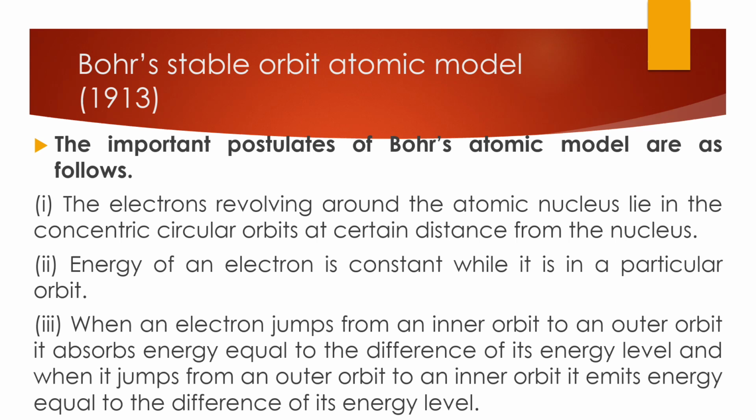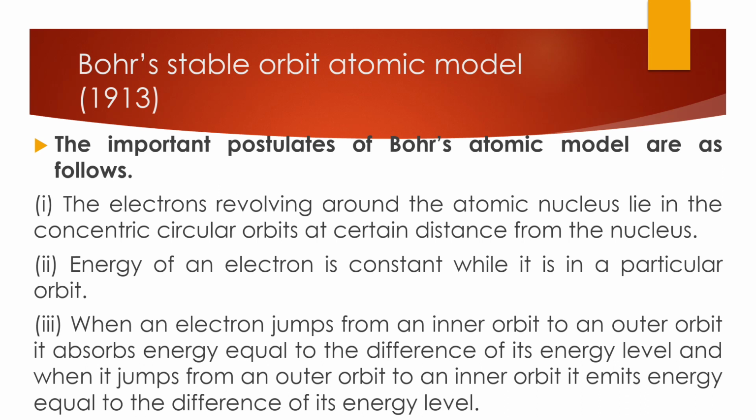They were as follows: the electrons revolving around the atomic nucleus lie in concentric circular orbits at certain distances from the nucleus. So the nucleus is at the center. If you compare this with a solar system model, the sun is at the center. Similarly, the positively charged nucleus is at the center, and around the sun, in circular or elliptical orbits, all planets are moving. Similarly, the electrons are also moving around that positively charged center, that is the nucleus.